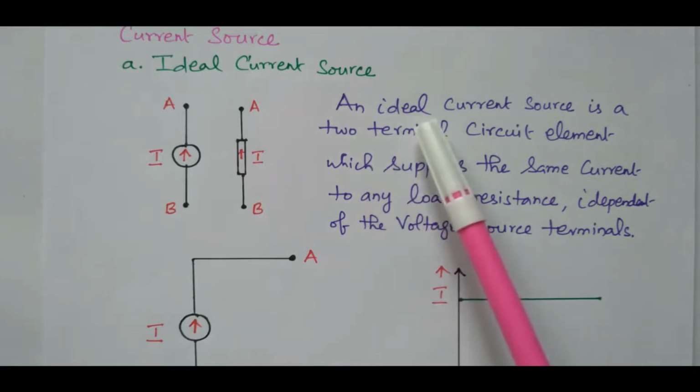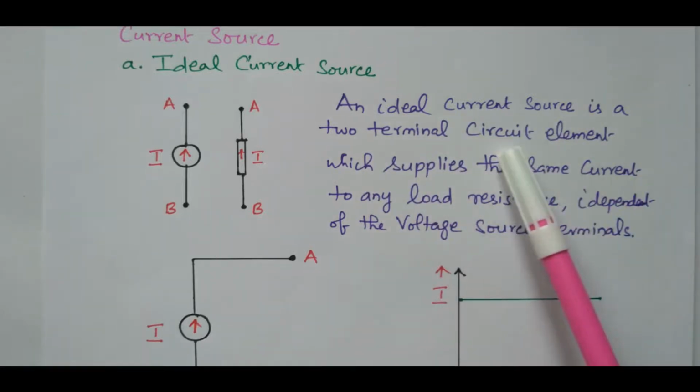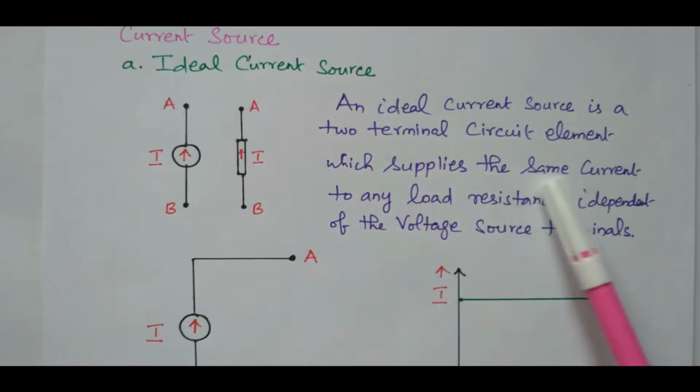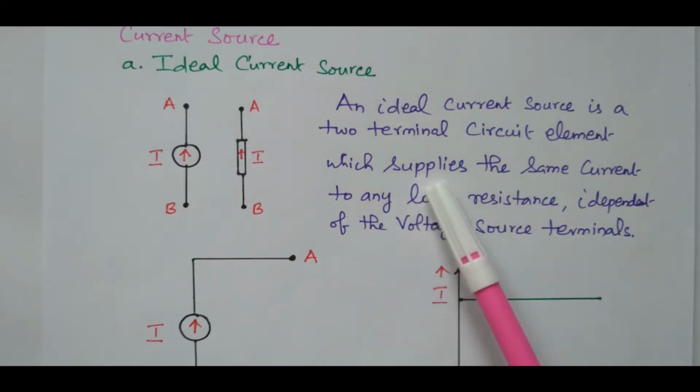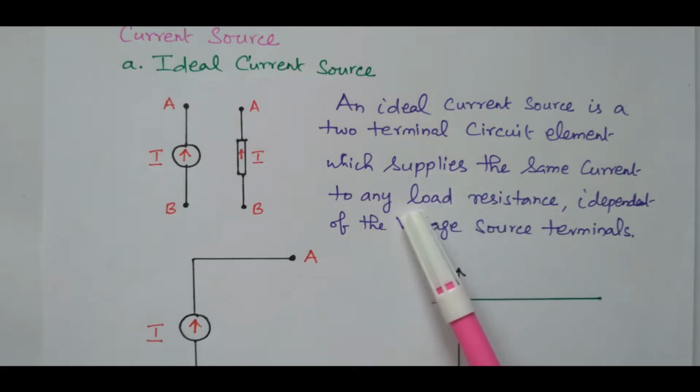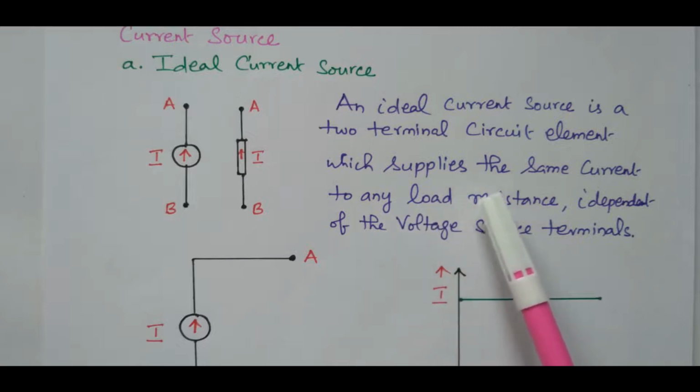So the ideal current source is a two-terminal circuit element which supplies the same current at any load resistance, independent of the voltage across the source terminals, right? So ideal means it will supply the same current for any load resistance. Whether the load resistance increases or decreases, it always supplies the same current, independent of the voltage, right?